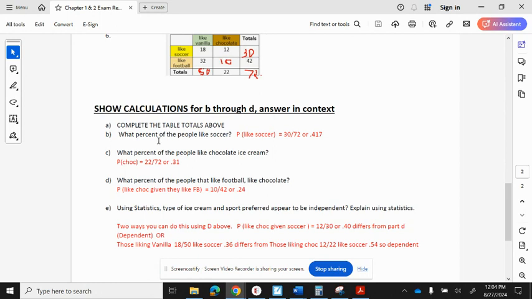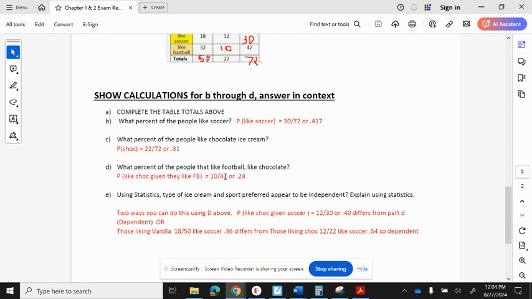You could say the percent of the people that like soccer. You have to get 1 point for context. Then you have to show the fraction you use to get it. 30 divided by 72. 30 of them like soccer out of the 72, and 0.417. Now, if you didn't turn this to a percent on this test, I'm not going to count it wrong, but it should be 41.7%, and that's the 3 points. Part C, probability they like chocolate, something like that. 22 out of 72, 31%.